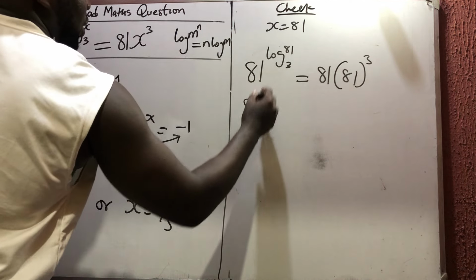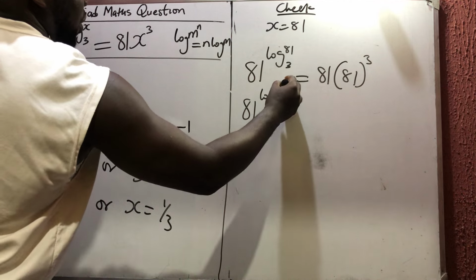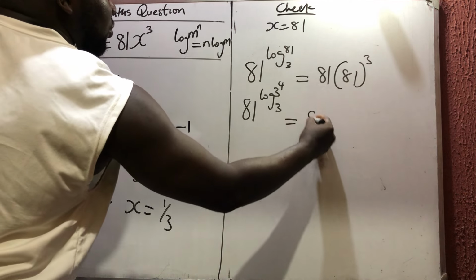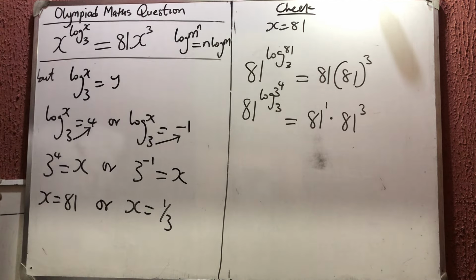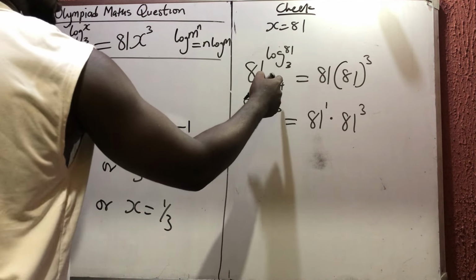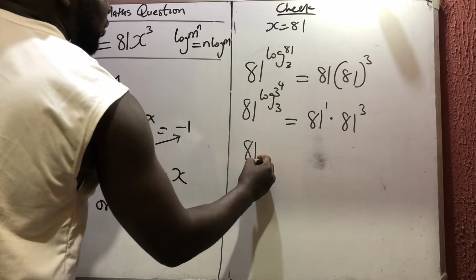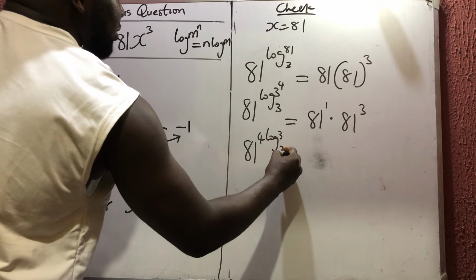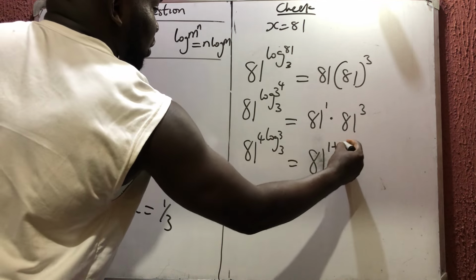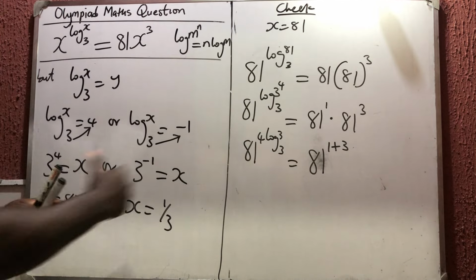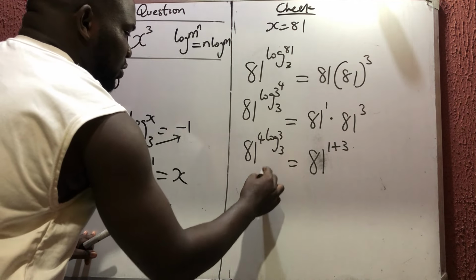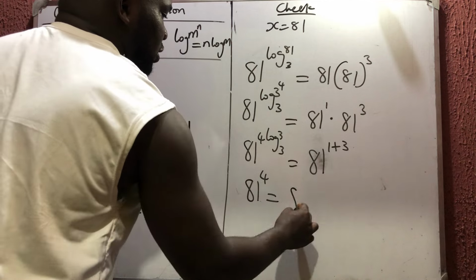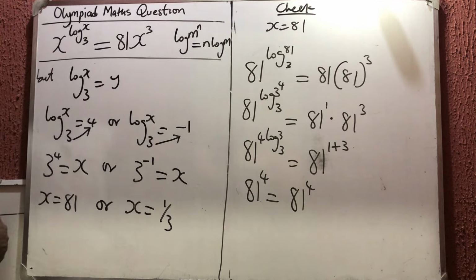This could be written as 81 raised to power log 3 raised to power 4 base 3, is equal to 81 raised to power 1 multiplied by 81 raised to power 3. Anything raised to power 1 is still the same thing. Like I told you before, this 4 can come to the back. So I'll be having 81 raised to power 4 log 3 base 3 is equal to 81 raised to power 1 plus 3. Now, I told you that if the log and the base are the same, the answer is 1. So 4 times 1 is 4. I'm left with 81 raised to power 4 is equal to 81 raised to power 4. You see, the left hand side is equal to the right hand side. So x is equal to 81 is correct.